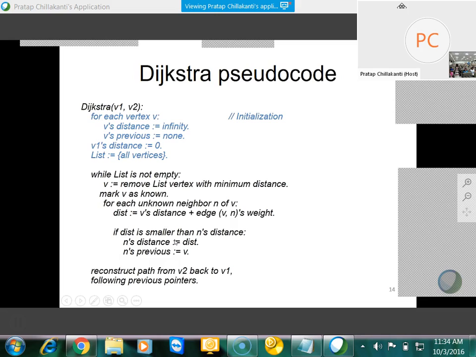Now while you are doing that, if you find a value smaller in that given path, you make that as a new route. So if you notice one thing here, reconstructing the path from vertex 2 back to V1 based on the logic that is stated here. I don't know if in the exam you'll be asked to write.